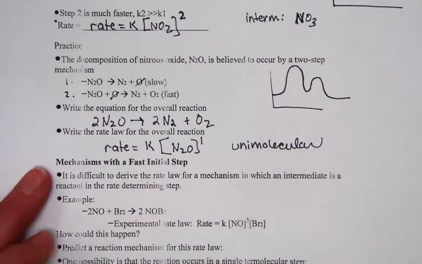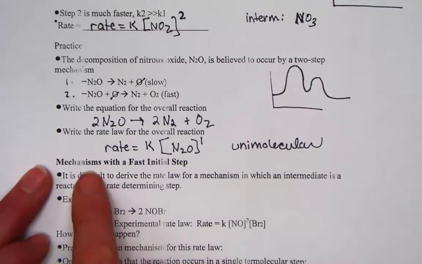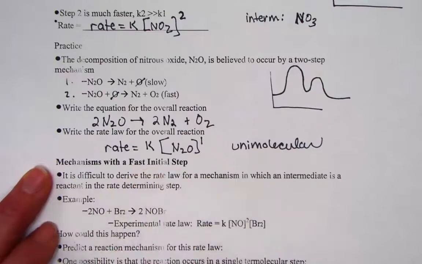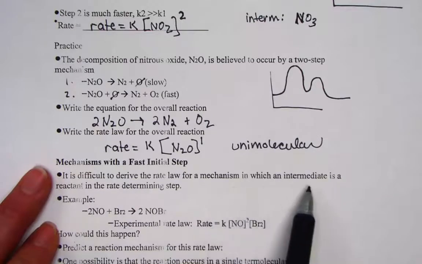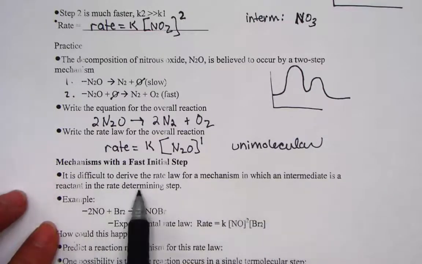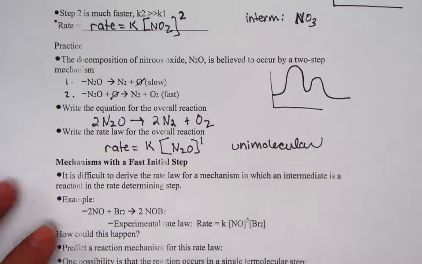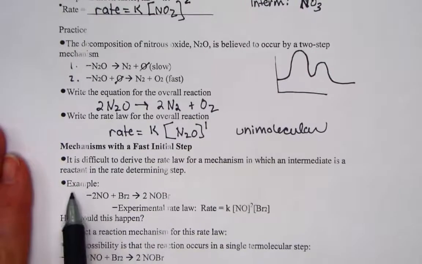Suppose now, in a second example, we have a mechanism with a fast initial step. In other words, the slow step comes later on in a multi-step process. It's very difficult to derive the rate law for a mechanism in which an intermediate is in the rate determining step. We are not allowed to put intermediates into an overall observed rate law. We have to express intermediates in terms of reactants only. Let me model with this example.